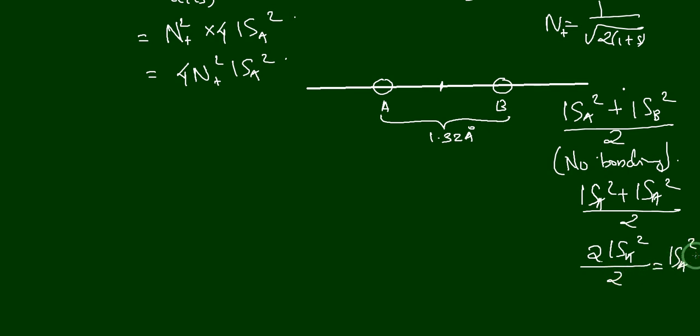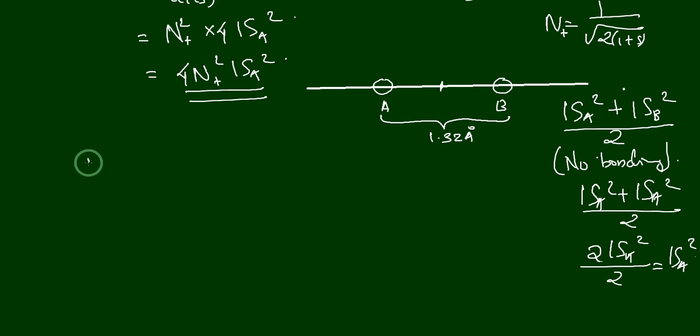Okay, that is the probability in the midpoint when there is no molecular orbital formation. And now we can examine what is the difference when there is a molecular orbital formation. Since there is a molecular orbital formation, the probability is 4N square 1s A square. And if there is no molecular orbital formation, then the corresponding probability is 1s A square. So what's the difference between both?